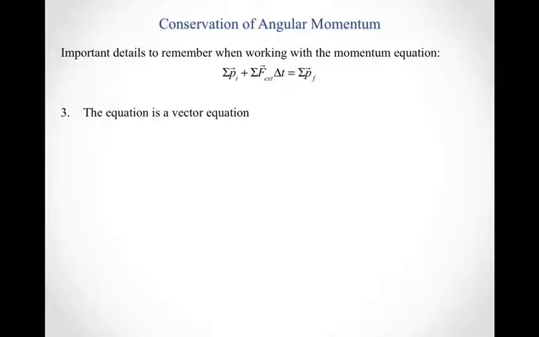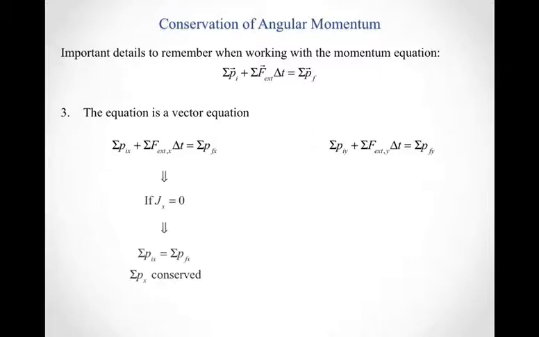So again, what we're going to do is break this equation up into components. If you have all your linear momentum vectors lie along the x-axis, you have a single equation. If they all lie along the y-axis, you have a single equation. If you have linear momentum for your system that points in both the x and y directions, then you need two equations to describe that.